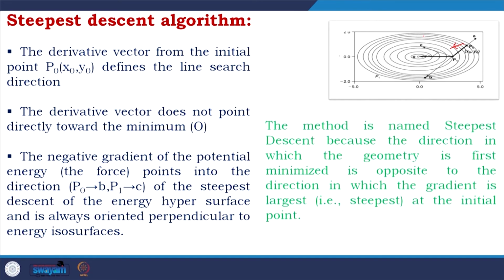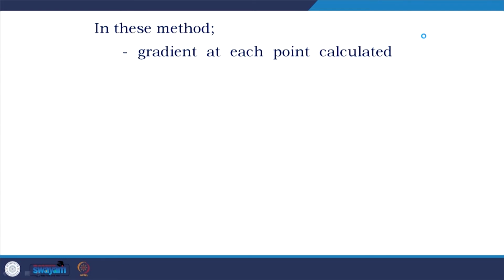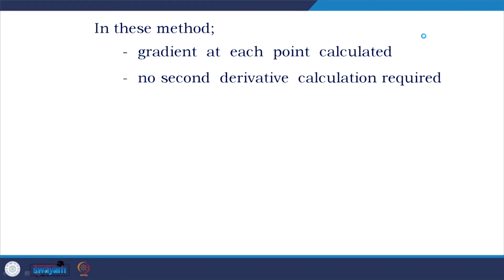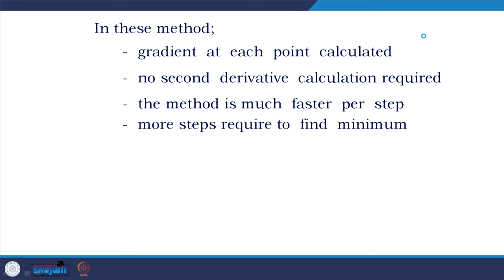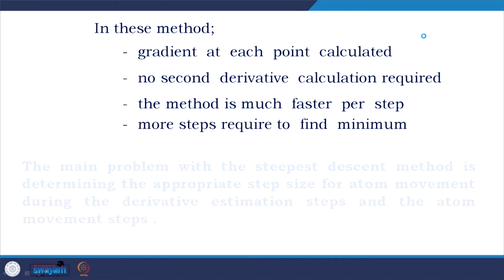In that way, it reaches the minima. The method is named steepest descent because the direction in which the geometry is first minimized is opposite to the direction in which the gradient is largest, or the steepest, at the initial point. In this method, the gradient at each point is calculated, and no second derivative calculation is required. The method is much faster per step, but more steps are required to find the minimum.